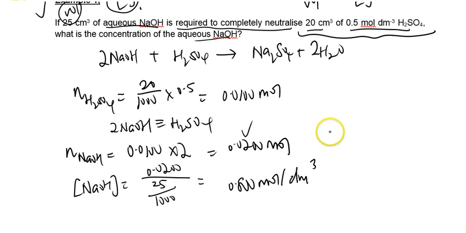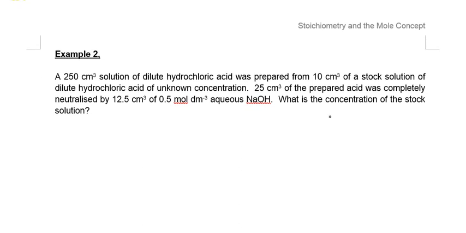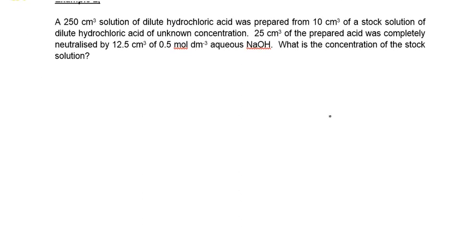Okay, let's take a look at checkpoint example number 2. In this case, I have HCl being prepared from a stock solution of unknown concentration. So a 250 cm3 solution of dilute HCl was prepared from 10 cm3 of a stock solution of unknown concentration. So this prepared acid completely neutralized sodium hydroxide. So what is the concentration of the stock solution?